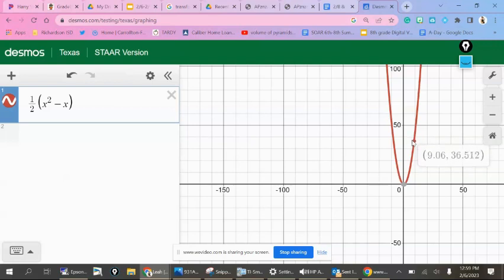9 is 36. 8 is 28. So I'm approximating because this is a pain. 6 is 15. So we're going to know that this is going to be C.